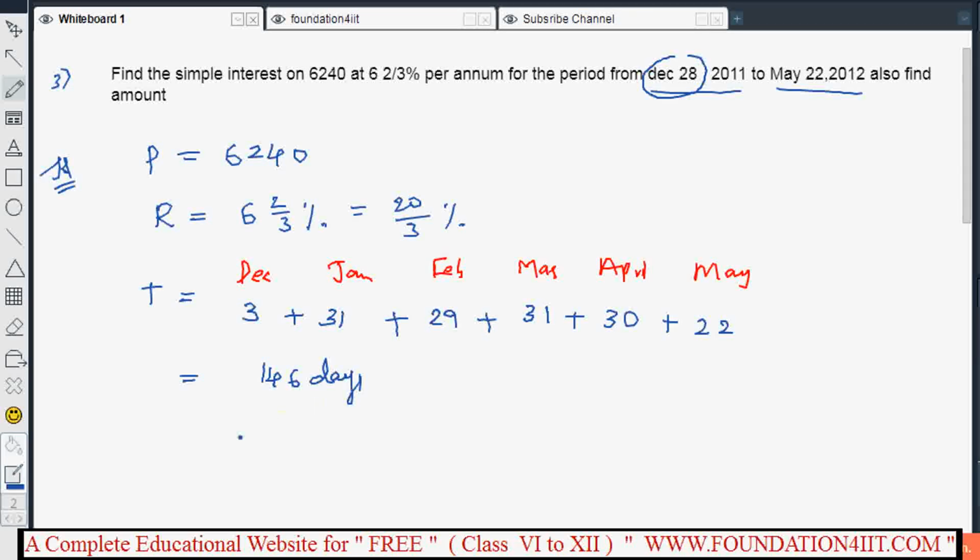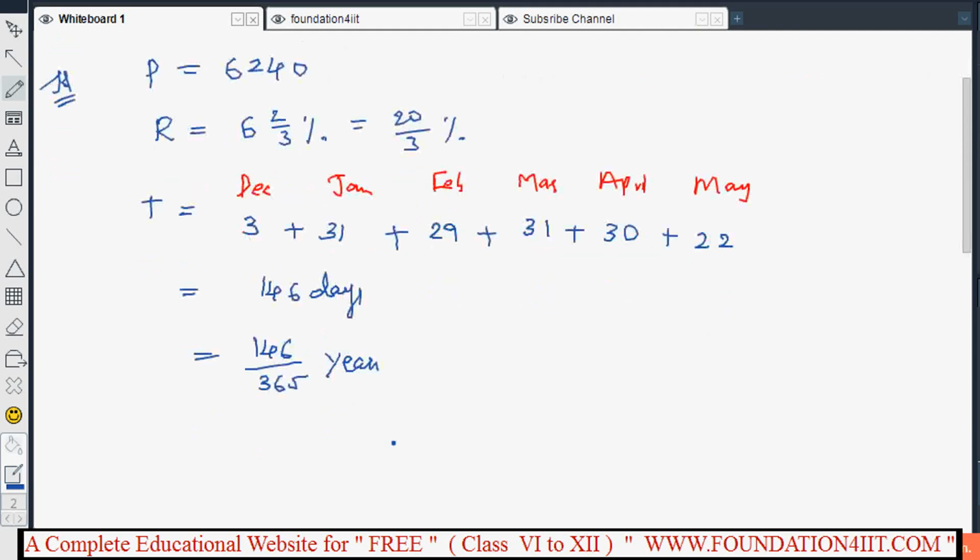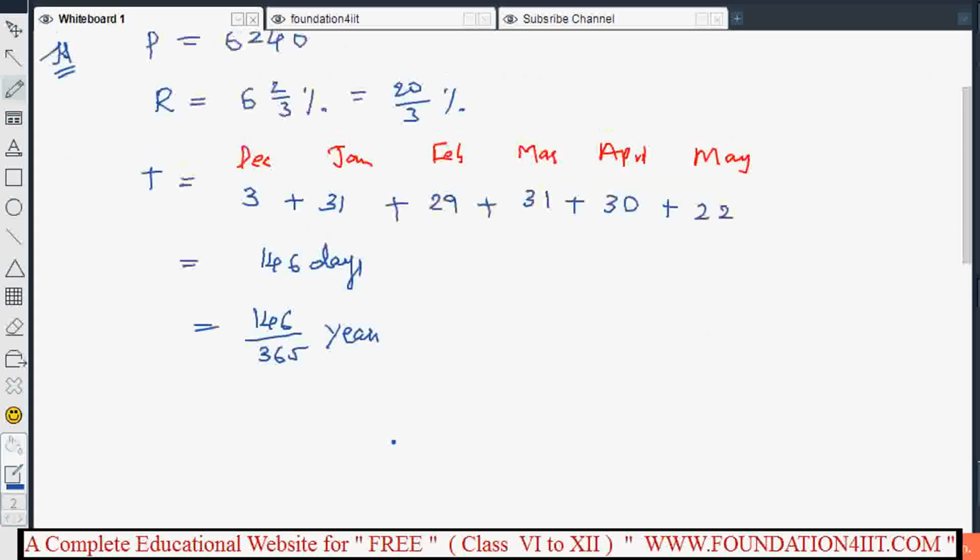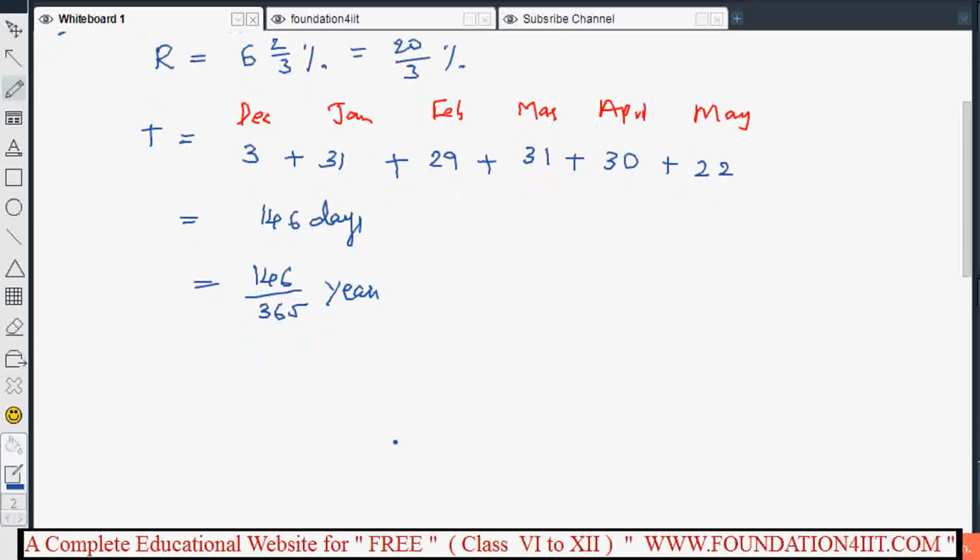So time is equal to 146 days. That is 146 by 365 years. So time is equal to 146 by 365, that is in years. Now we can use the formula. Principal is 6240. Finally, the important thing is we need to take the time. So simple interest is PTR by 100. Principal is 6240, into 20 by 3, the rate of interest.